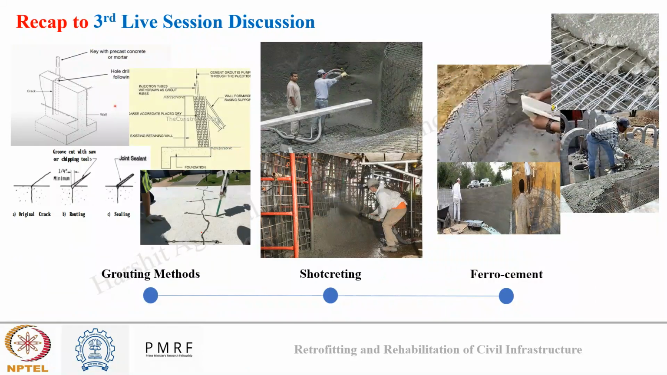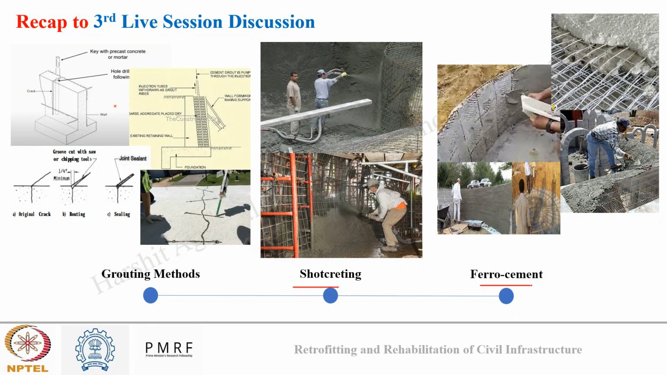Now, when grouting is needed, we talked about different ways in which grouting can be done. Here we talked about drilling and plugging, routing and sealing, pre-packed aggregate, and stitching and stapling methods. For each method, we saw their desirable application areas. Then we talked about another way of surface repair through shotcreting, in which we talked about both dry mix and wet mix shotcreting and their application differences. And finally, we talked about ferrocementing and its application.